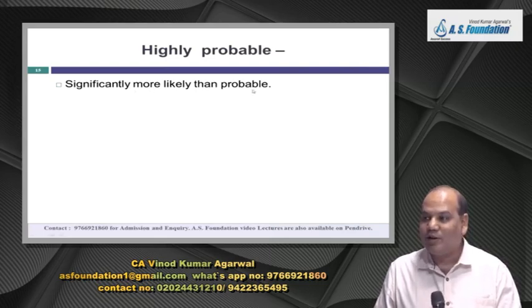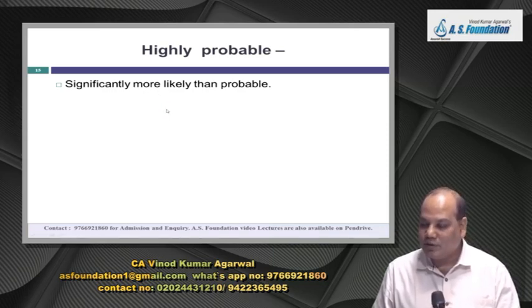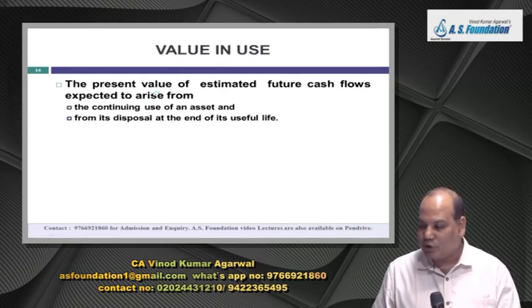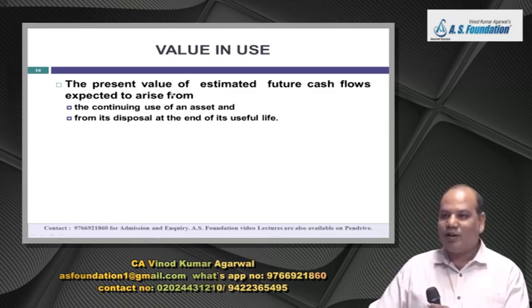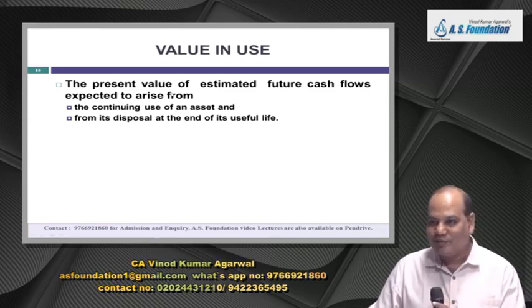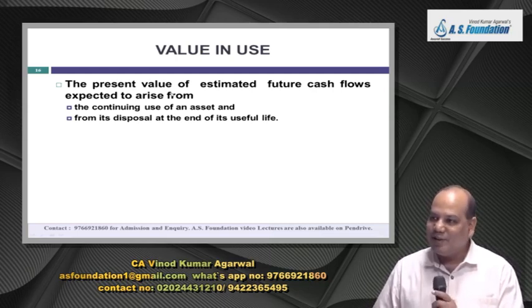Significantly more likely than probable. But the standard does not give you any benchmark, it is left to your judgment. That means there is a high degree of possibility that this event will happen. You will come to the class is probable. I will come to the class is highly probable. Understood? That is the difference between probable and highly probable.